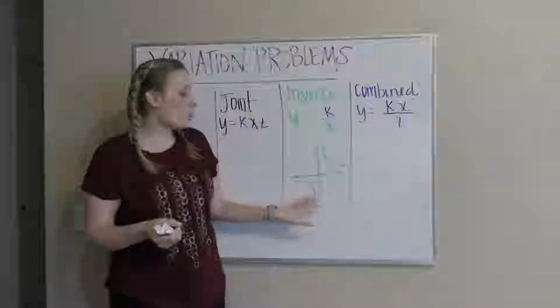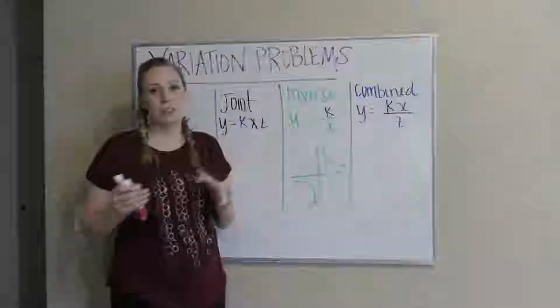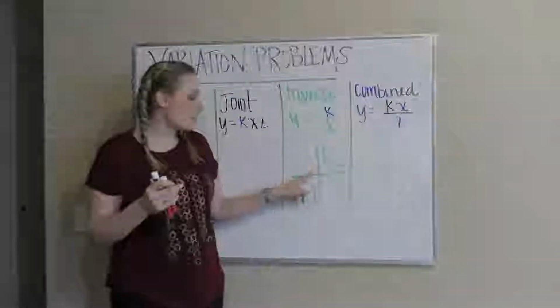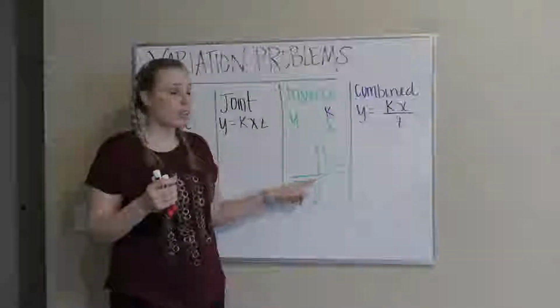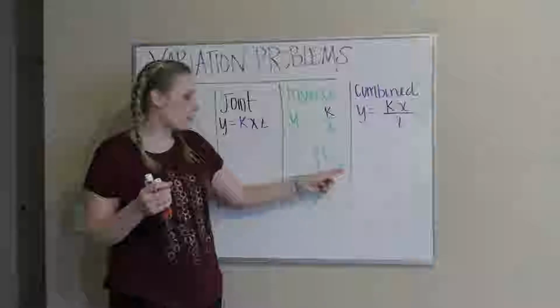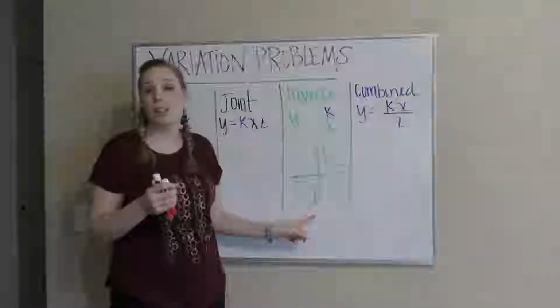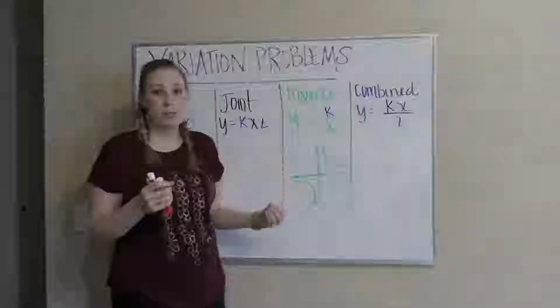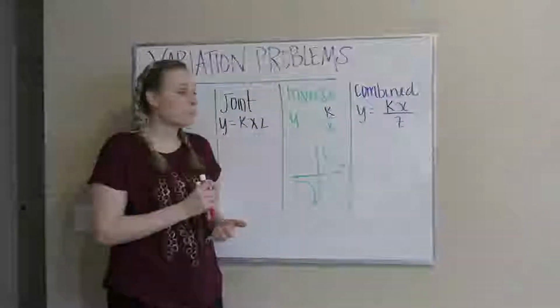This function will always look like this. It might be shifted left, right, up, or down. But one thing that you'll notice is that this does not touch the origin. You can't divide by 0. And so because you can't divide by 0, it's never going to equal 0, and you can't ever plug in 0. And so in inverse variation, x will never be 0, and y will never be 0.